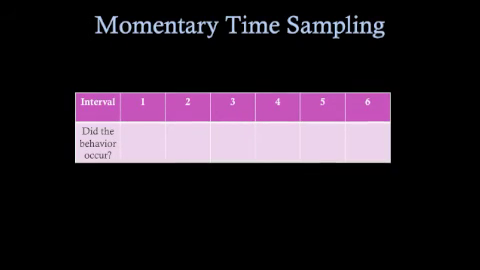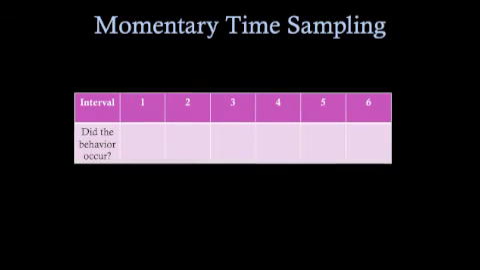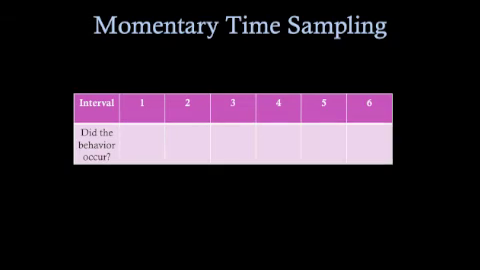Momentary time sampling is recorded if the behavior is occurring at the end of the interval when the timer or metronome goes off. So, the interval is recorded as a yes if the behavior is occurring at the end of the interval.